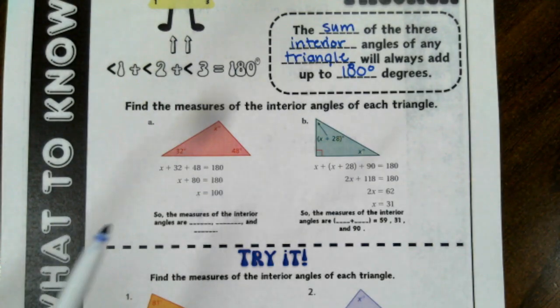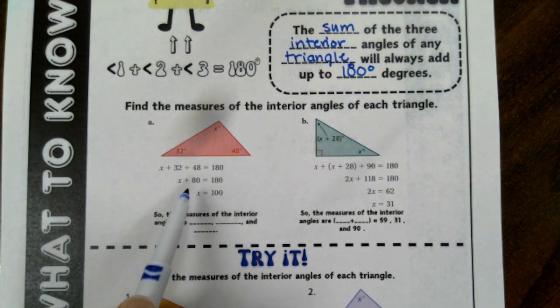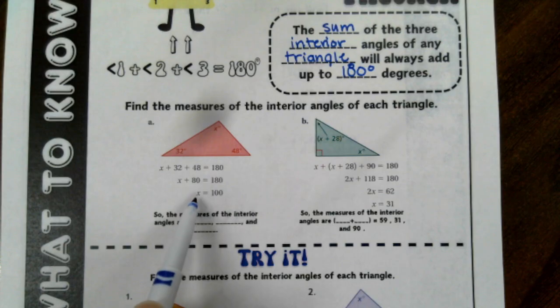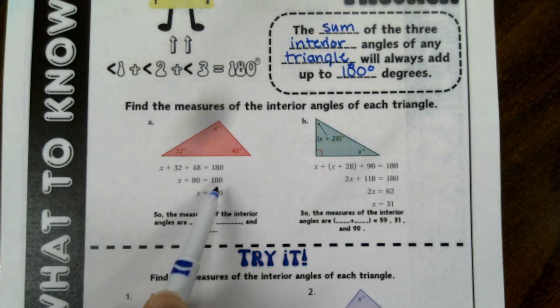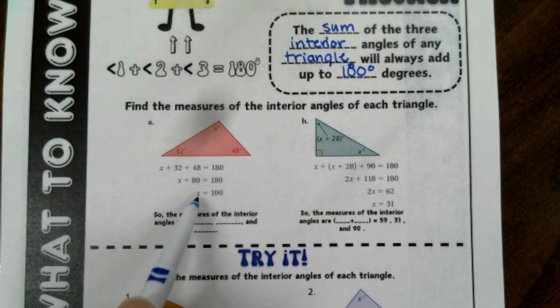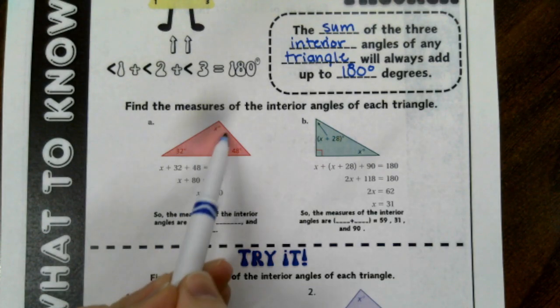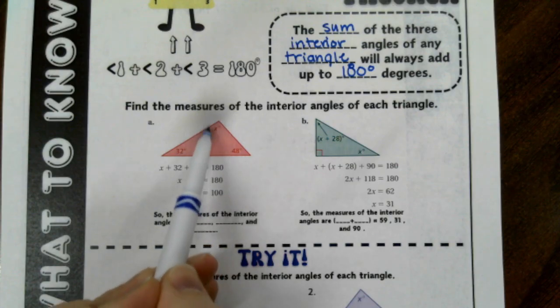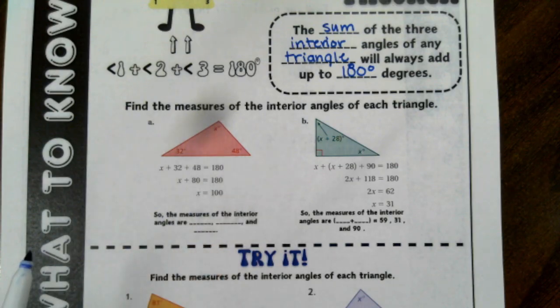So now I have to figure out what is x. So in order to find x, I need to get it by itself. So I'm going to subtract 80 from this side to get x by itself, and I'm going to subtract it from this side as well. So 180 minus 80 is 100. So that tells me that my x here, so my missing angle measure here, is 100.